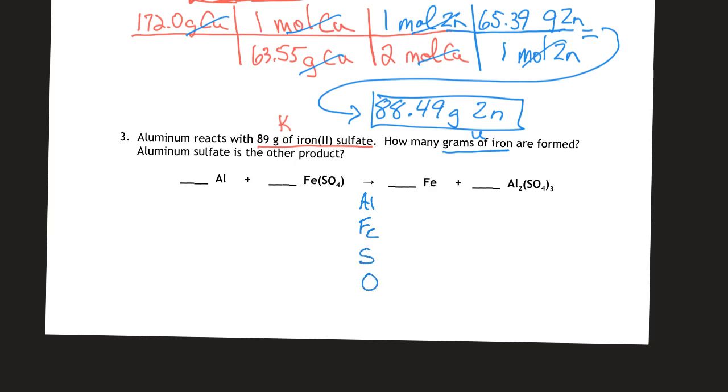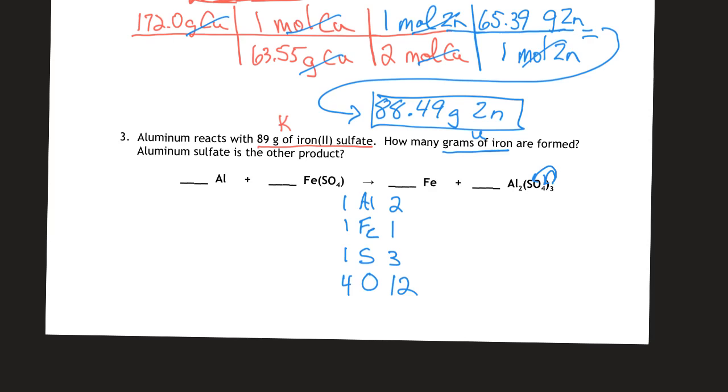So I'm going to do my counts. I've got 1, 1, 1, and 4. On the other side, I've got 1 iron, 2 aluminum, I've got 3 sulfur atoms, and I've got 12 oxygen atoms. Because 3 times 4 is 12, 3 times 1 is 3. So I'm not balanced, obviously.